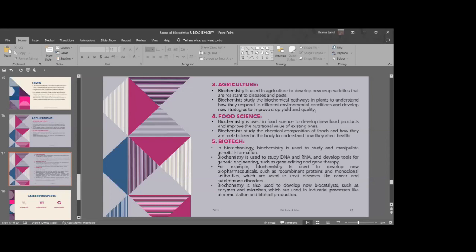Okay, next comes food science. Biochemistry is used in food science to develop new food products, how they are metabolized in the body, and to understand how they affect health.